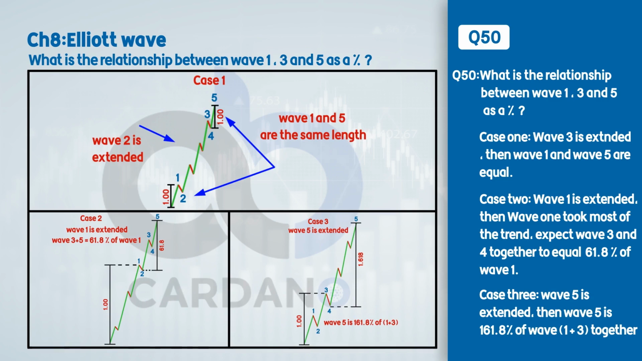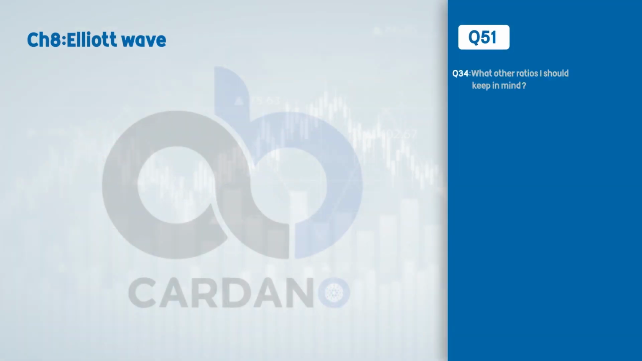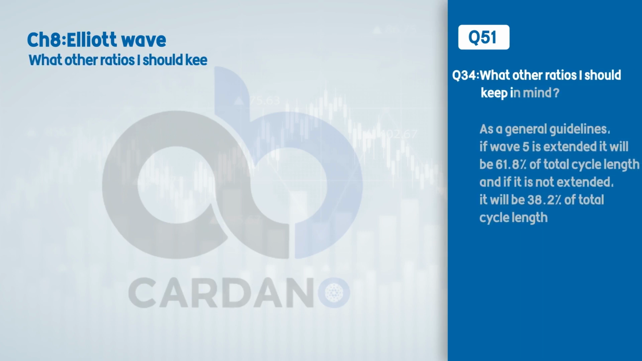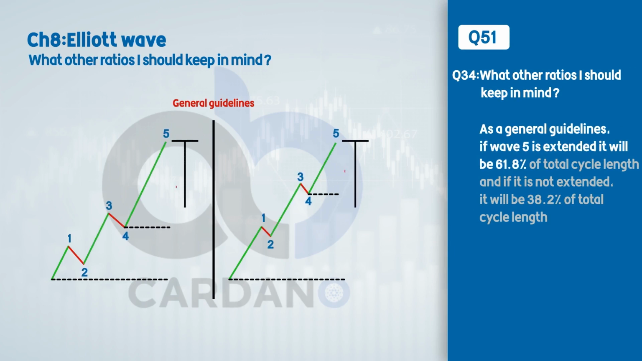Question number 51. What other ratios should I keep in mind? The answer is, as a general guideline, if wave 5 is extended, it will be 61.8% of total cycle length. And if it's not extended, it will be 38.2% of total cycle length.